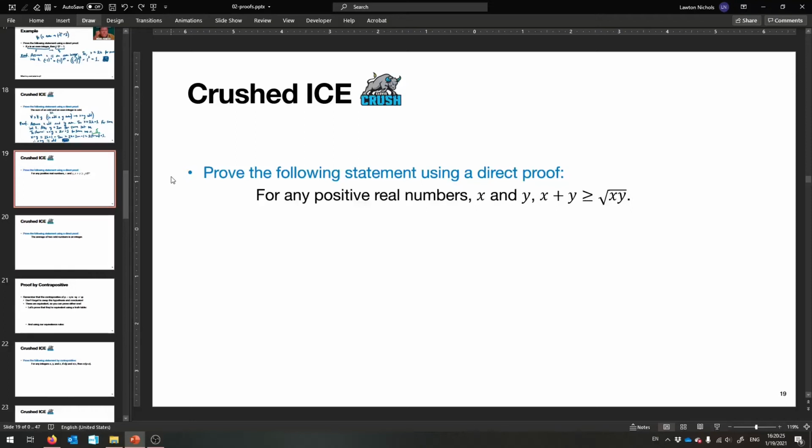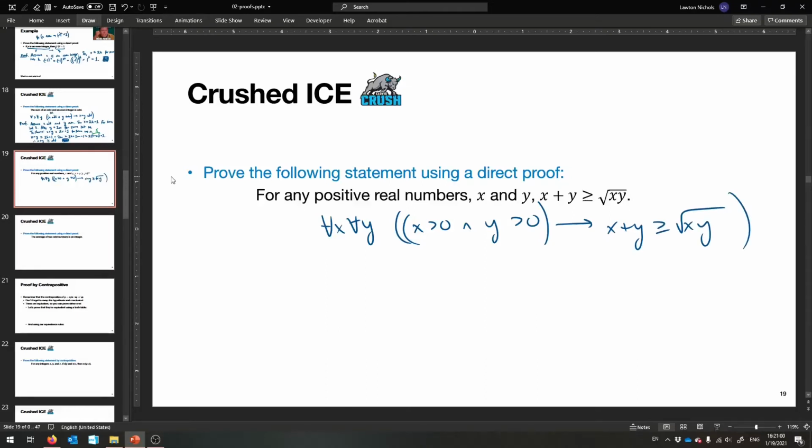So, again, I'm going to translate this to math just to get us started. Okay? So for any positive real numbers, x and y, so for all x and for all y, they're both positive. So x is greater than 0 and y is greater than 0. For all of those things, if all this is true, then this is true. Do you see the hidden then? So all that implies x plus y is greater than or equal to the square root of x times y. See that?